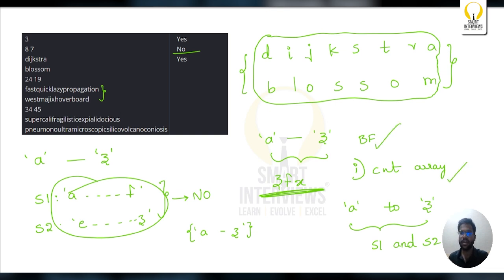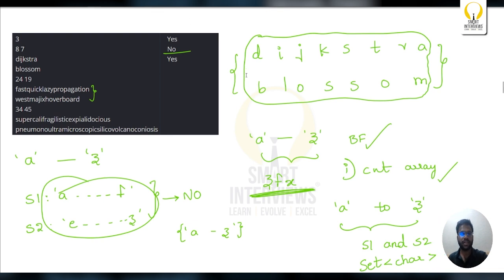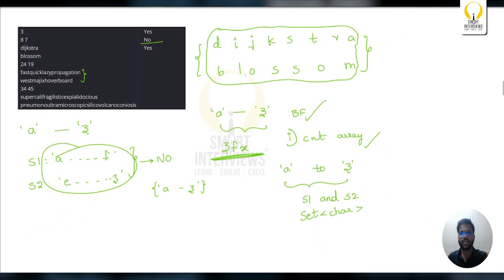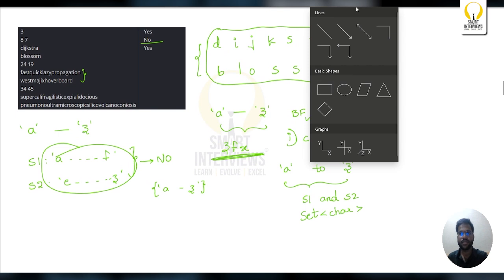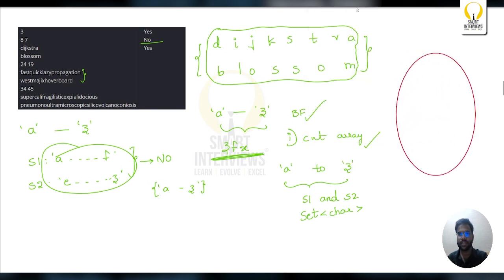Now the next solution. What else can we use? I can also use a set. So what should be the type of this set? We need to store the characters, so the type of this set will be character. The simple logic for this is that we'll be taking a set. Let's say this is a set.